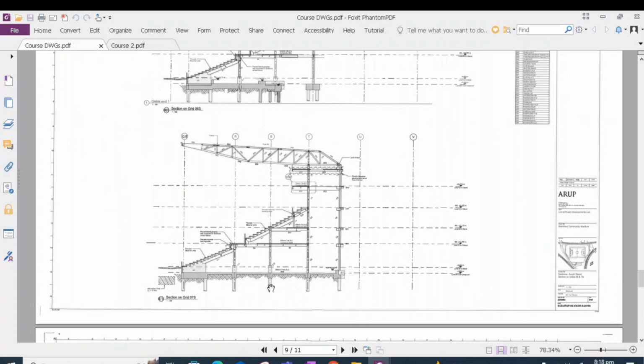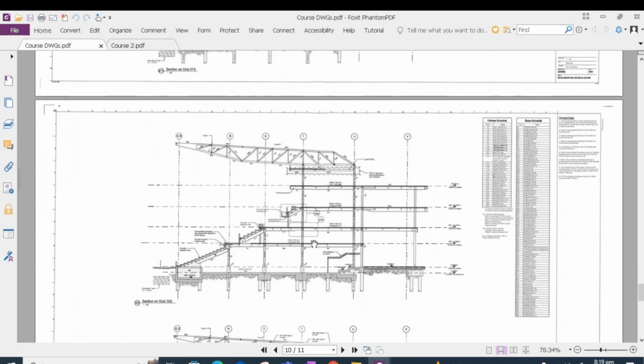This is the typical elevation of the Brentford Community Stadium. Again, we have a permanent structure supporting seating arrangement and also a grandstand. There is a back propping system supporting the cantilever. This is one of the other elevations.